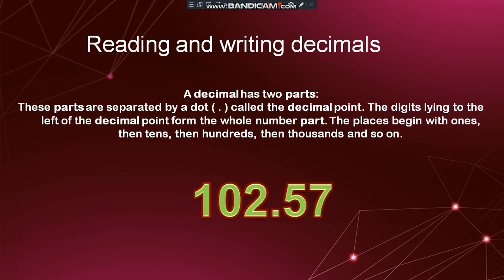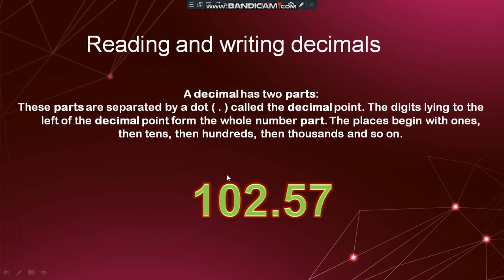So, reading and writing decimals. Now how to read a decimal or how to write a decimal? Let's see. A decimal has two parts. This is a decimal number, it has two parts. These two parts are separated by a dot. As you can see, one part is before the decimal point, that is this number 102, and one part is after the decimal point, that is 57. Correct? So there are total two parts.